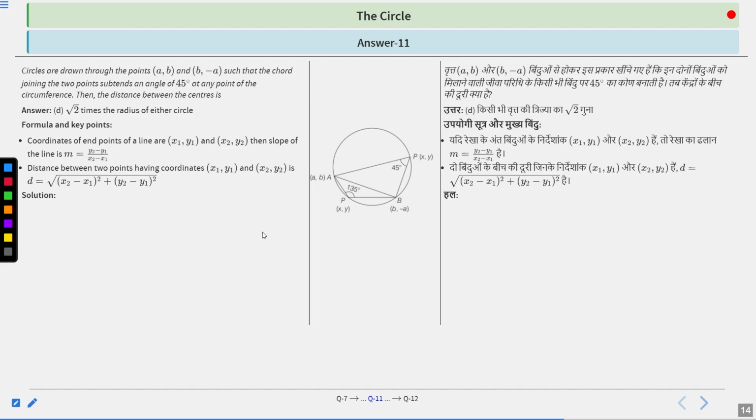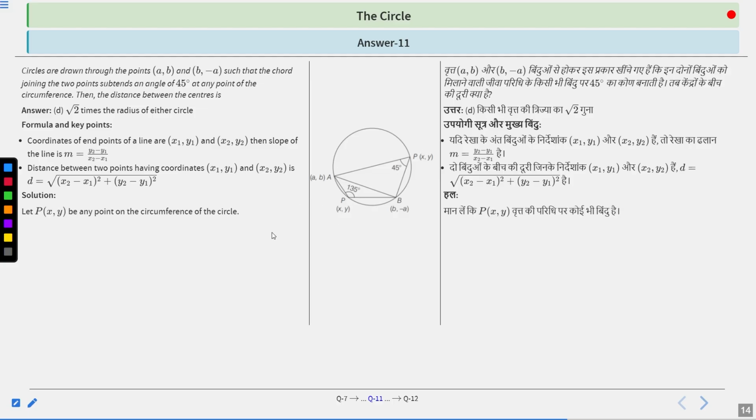We have a circle which is passing through points (a, b) and (b, minus a), such that the chord joining the 2 points subtends an angle of 45 degree. Clear? So if one angle is 45 degree, then the other angle must be 135 degree, because outside this quadrilateral we have drawn the circle, therefore the quadrilateral is a cyclic quadrilateral, right?